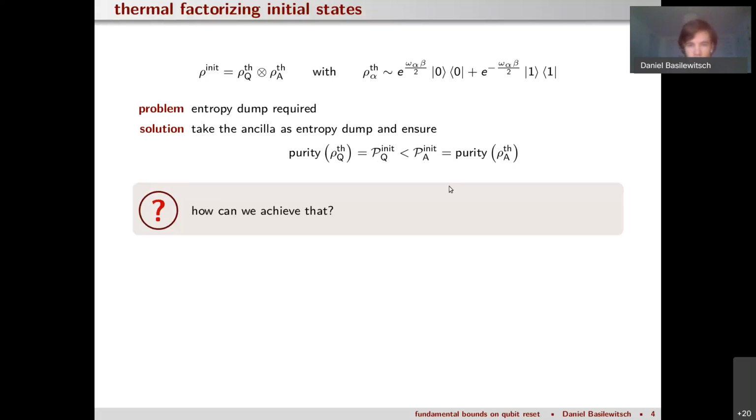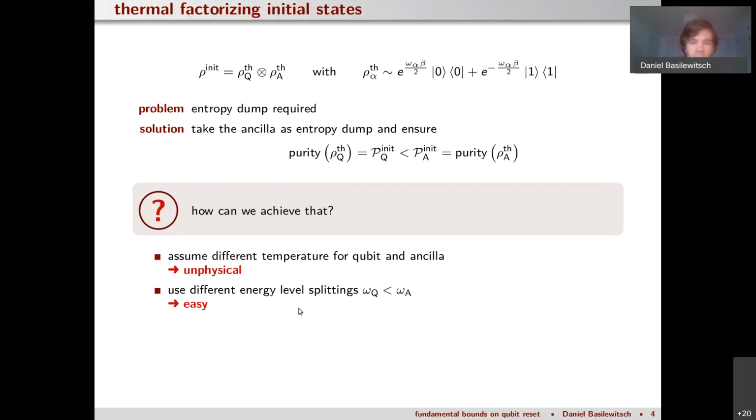So the question is, how can we ensure this? And there are, just looking at this equation, only two possibilities. One would be to assume different temperatures of qubit and ancilla, but that's of course unphysical. So the other obvious choice is that we just assume that the ancilla has a larger energy level splitting than the qubit. So this is also easy to realize in an experiment. And just due to that, we can already ensure that the ancilla is initially more pure than the qubit.